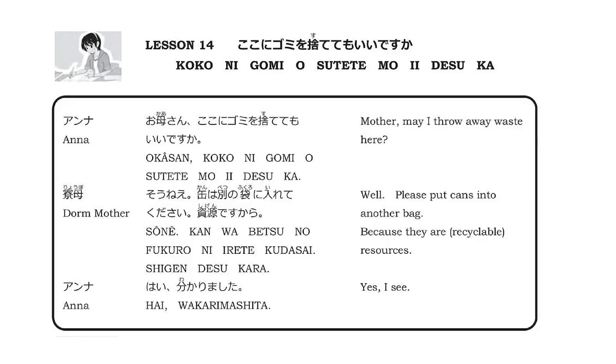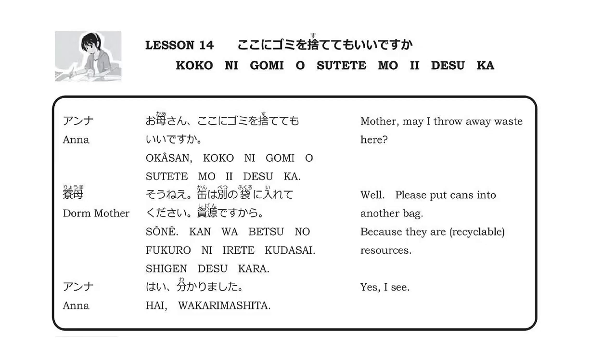Okay, let's go over the skit. Anna asked the dorm mother. お母さん、ここにゴミを捨ててもいいですか？ Mother, may I throw away waste here? お母さん is mother. For foreign students living in a dormitory, the dorm mother is kind of like their mother here in Japan. So, Anna calls her mother. ここ is here. に is a particle. Here it indicates the place where the students should throw away the waste. ゴミ is waste. を is a particle indicating the object of an action.